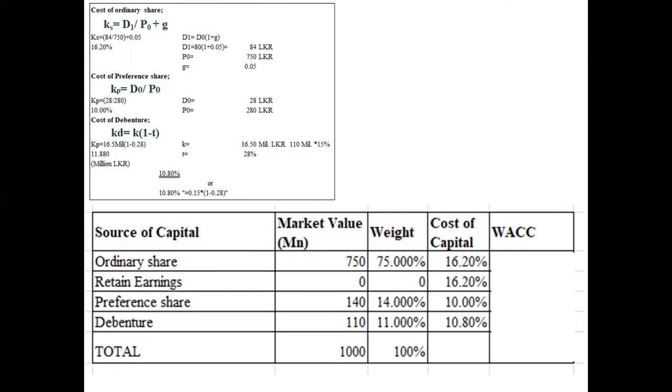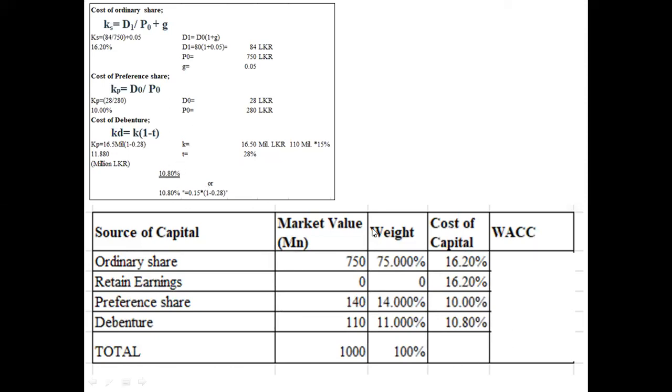Then how to calculate the cost of capital? Already we have calculated the cost of capital of these sources. Ordinary shares, you can see 16.2. When it comes to retained earnings, that is also equal to the ordinary shares, but the value is not carried into the weighted average cost of capital. Then preference shares, it's about 10%. Debentures, we identified about, yeah, some mistakes have been made. It should be 10.8. Yes, it's correct, 10.8% here, this one.